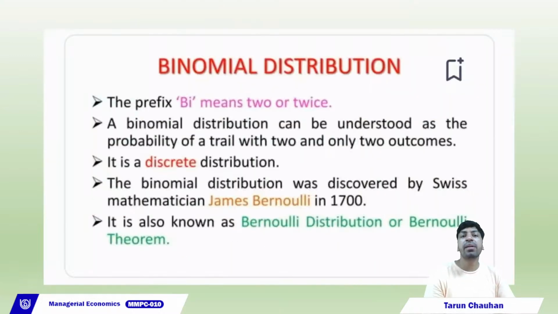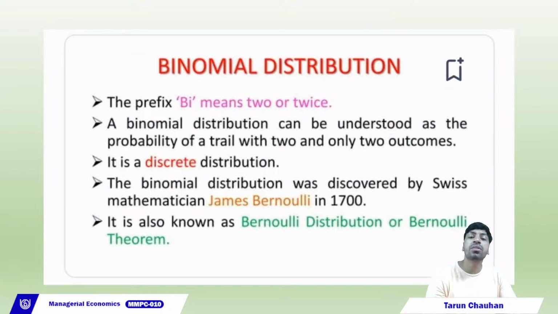Let's talk about the binomial distribution. What is binomial? The prefix bi means two or twice. That means every trial has two possible outcomes. If we talk about tossing a coin, there are two possible outcomes, that would be head and tail. It would be a success if one comes, and if not, that means a fail or failure. So that is called the binomial distribution.